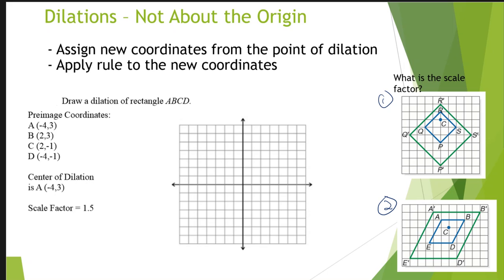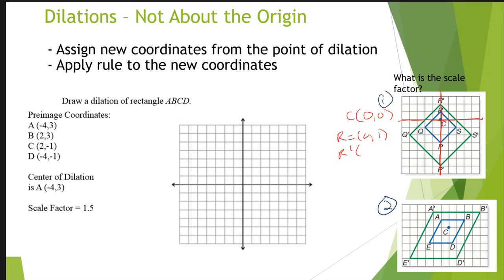Since I'm trying to find the scale factor, I want to focus on the center of the dilation being 0, 0. So C, I'm going to establish as 0, 0. Since C is 0, 0, this point is going up 1, not going left or right. So I'm thinking of this as my origin. That means that R is going to be 0, 1.